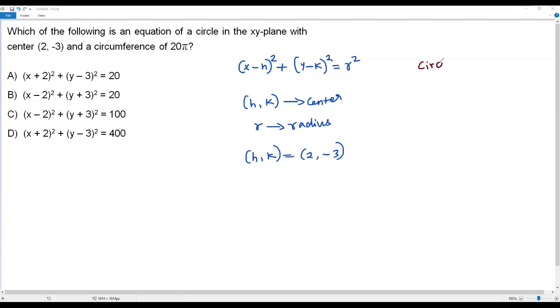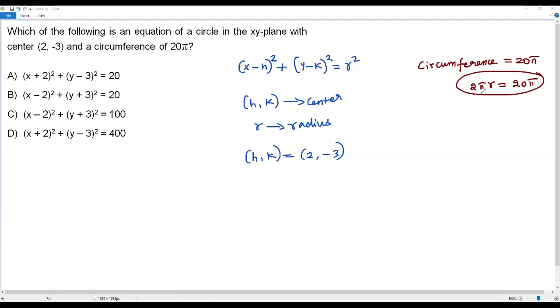So let me write it over here. Circumference of the circle is equal to 20 pi. Using the circumference, we can get the radius of the circle. We know the formula for the circumference of a circle, that is 2 times pi times r. So instead of the word circumference, we can write the formula 2 pi r = 20 pi.